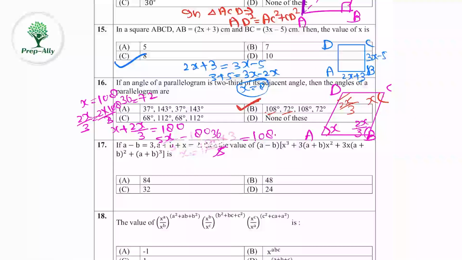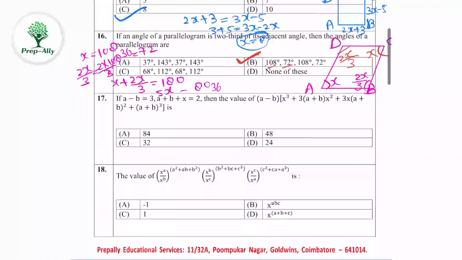Now the question number 17. a minus b is equal to 3, a plus b plus x is equal to 2. So we have to find this value. Basically here a minus b, this is 3, so I substitute this value in the next step. Now look over this expression, x cube plus 3 into a into b square plus 3 into a square into b plus ab cube.